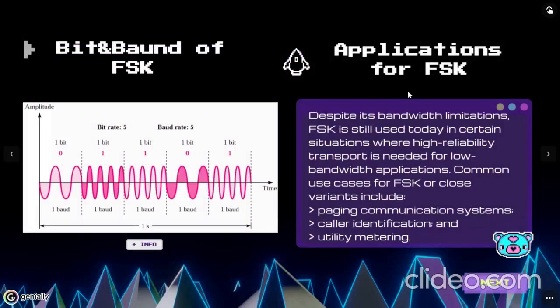Application for FSK. Despite its bandwidth limitation, FSK is still used today in certain situations where high reliability transport is needed for low bandwidth applications. Common use cases for FSK or close variants include paging communication systems, caller identification, and utility metering.